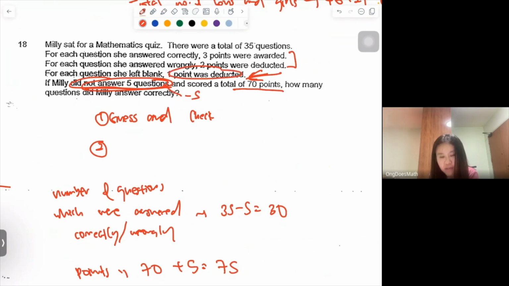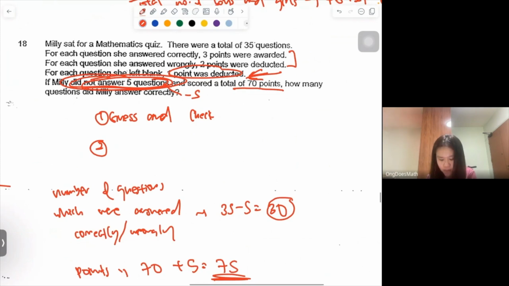So minus 5 here, which means that if she had not left it blank, she would have scored a total of 75. So now we are just trying to exclude all the questions that she left blank. So for all the remaining 30 questions, she would have scored a total of 75 points.